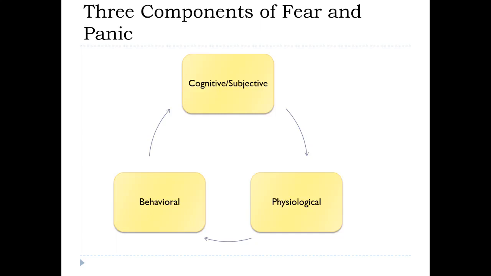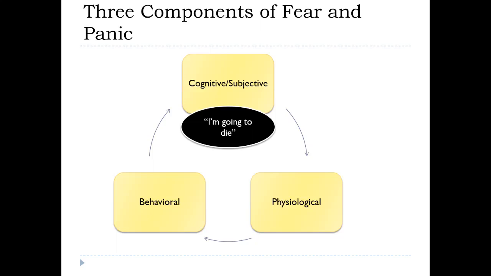So if you think about the example of a panic attack, what this might look like cognitively is that you might feel like you're going to die. Let's say you think you're having a heart attack, which would be a common cognition with a panic attack. You might actually think, this is it. This is really a heart attack. I'm going to die.